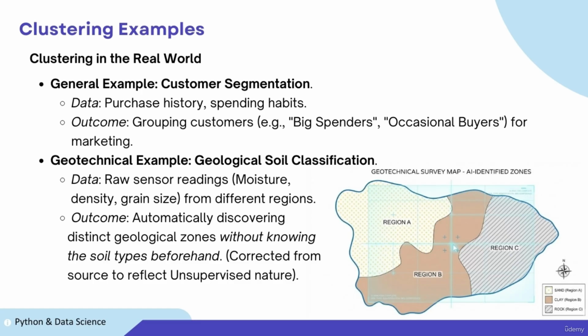A general example of this is customer segmentation, grouping shoppers by spending habits. But in geotechnics, we use this for geological soil classification. Imagine we have raw sensor readings from a site, moisture, density, grain size, but we don't know the geology yet. We feed this raw data into a clustering algorithm. It automatically discovers distinct zones. It might say, region A is distinct from region B. It's then up to the engineer to look at the results and say, region A represents sand and region B represents clay. The AI finds the pattern, the human gives it meaning.